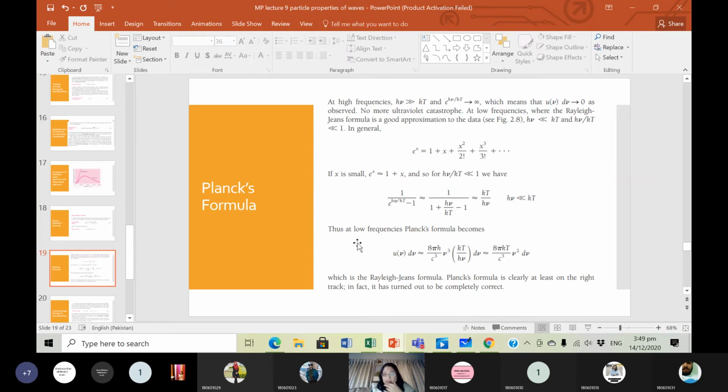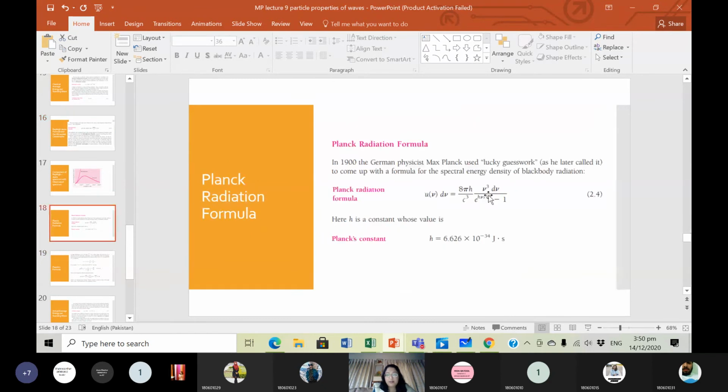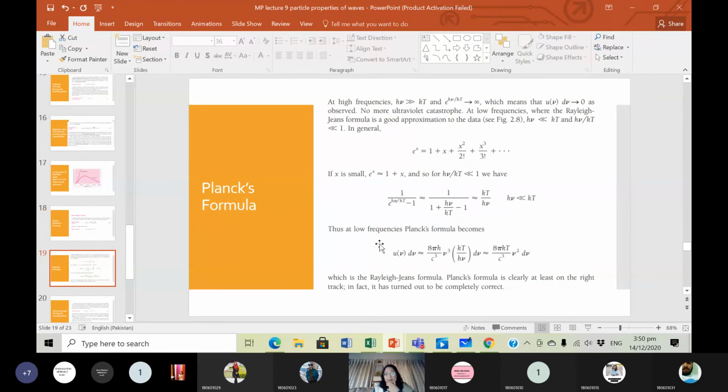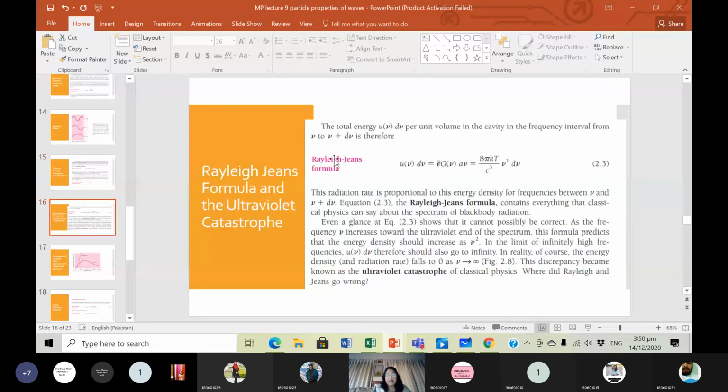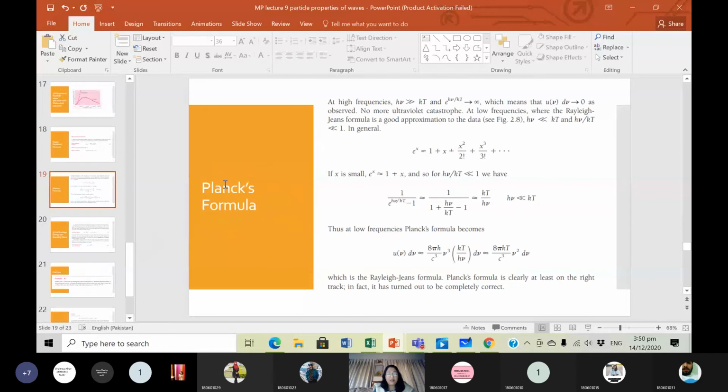So at low frequencies, 1 over e to the power h nu over kT minus 1 is equal to kT over h nu. In place of this term in Planck's formula, the Planck's formula reduces to the Rayleigh-Jeans formula. So Planck's formula is clearly at least on the right track, if in fact it has turned out to be completely correct. The Rayleigh-Jeans formula is not entirely wrong. It works for classical physics and for low frequencies. When we have high frequencies, then we have to use Planck's radiation formula. Are there any questions so far?